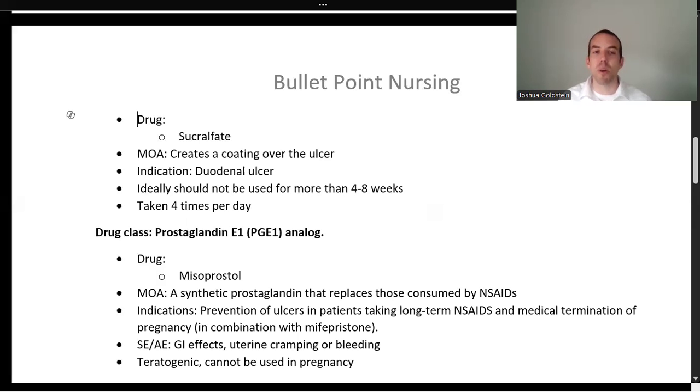Again, this should not be taken for more than 4 to 8 weeks. The big downside to this one is that it's taken four times a day, which we already know. Anytime you take a drug a whole lot, it decreases the compliance.